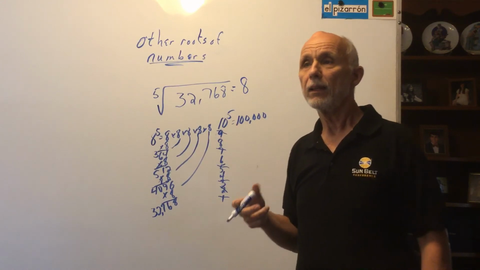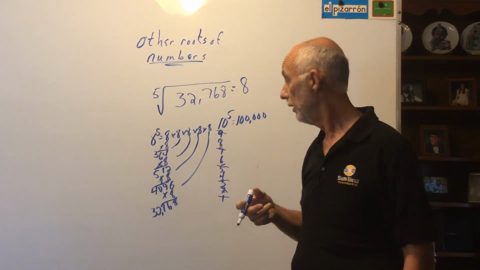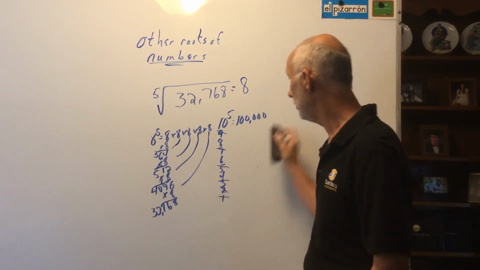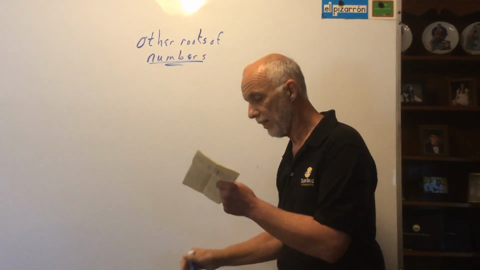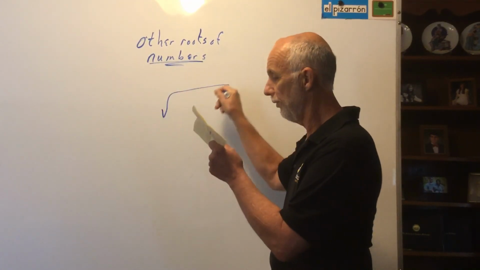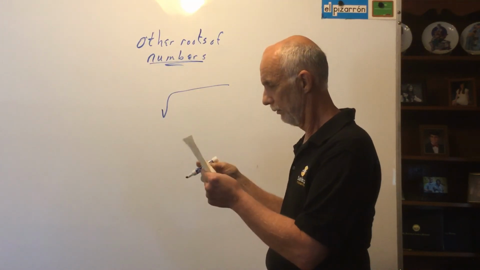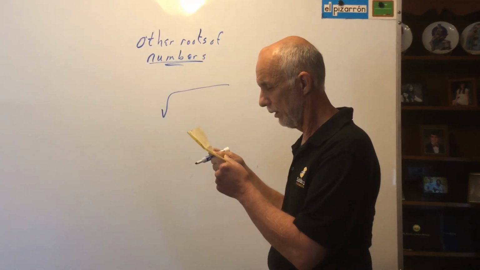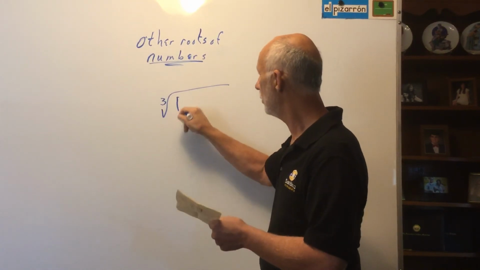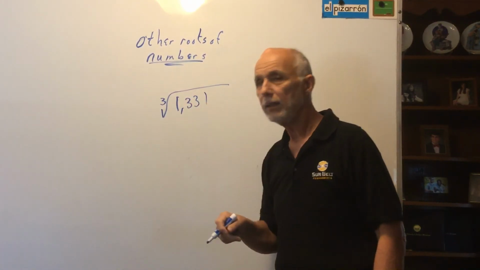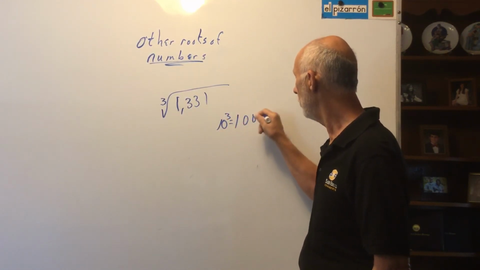By the way, you always have to be willing to take a guess, and you always have to make sure you check. All right, but you can eliminate your guesses here. One last one. Let's look at this one right here. I can't find the one that I wanted. I guess it's the cube root of 1,331.